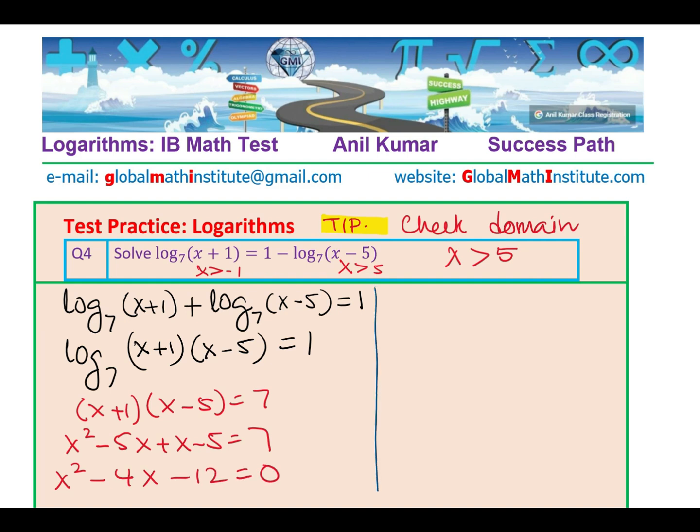Now, let's solve it further. So, we have x squared minus 4x minus 12. 6 times 2 can work for us, right? So x minus 6, bigger number is negative, x plus 2 equals to 0. And clearly, that gives us two solutions, x equals to 6 and x equals to minus 2. And the only solution is x equals to 6. This is extraneous, right?